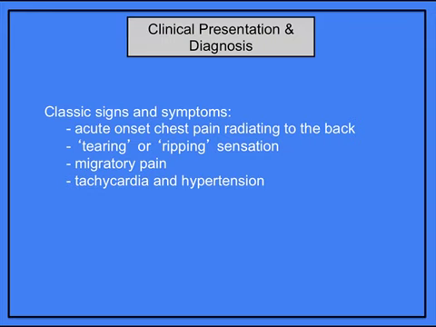The diagnosis of aortic dissection requires a high level of suspicion. As many as 30% of patients are initially misdiagnosed. Classic symptoms include acute onset chest pain radiating to the back. Often patients can recall exactly what they were doing at the onset of the pain.